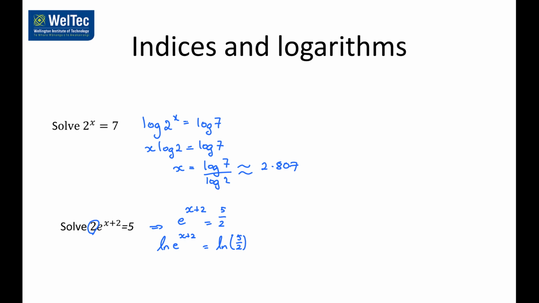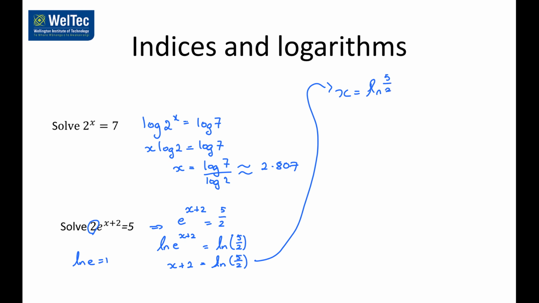and we know now that if we bring the x plus 2 down to the front, we're left with x plus 2 times natural log of e, which is 1. So we're left with x plus 2 equals natural log of 5 over 2. So x is equal to natural log of 5 over 2 minus 2. And again, that's a calculator job. It doesn't have a unit, so that's fine.